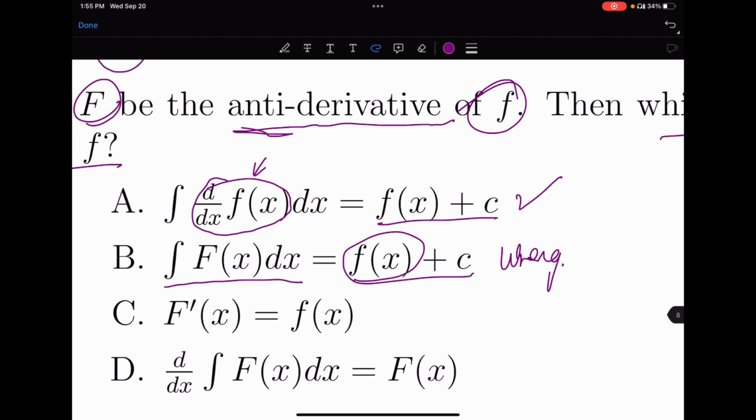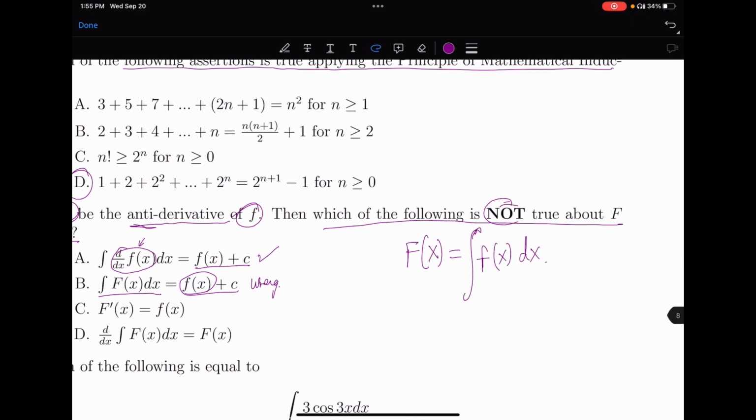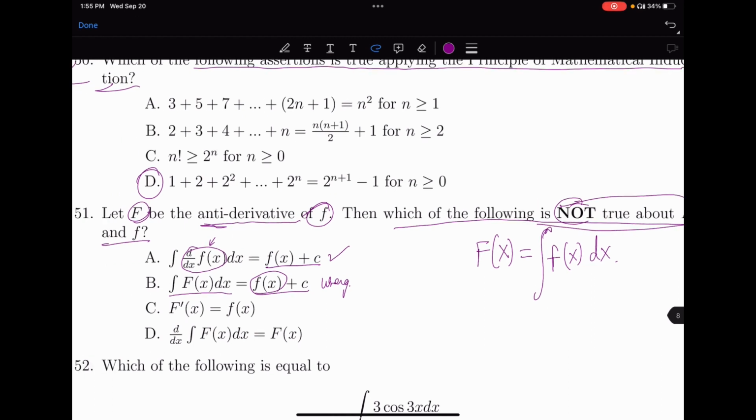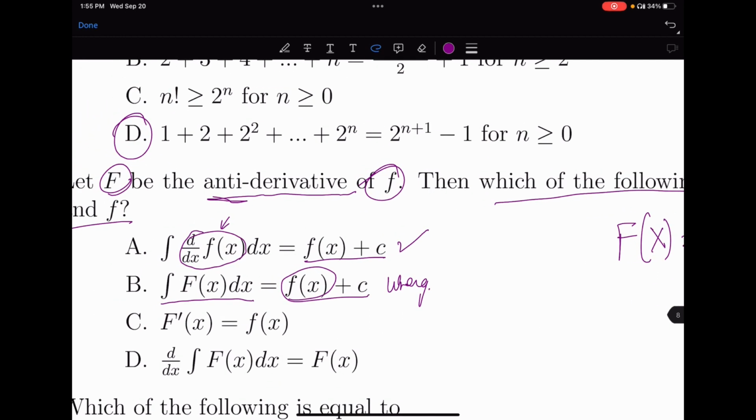C, therefore since we are looking for the one that is not true. Which of the following is not true about capital F and little f? Therefore the answer is b.